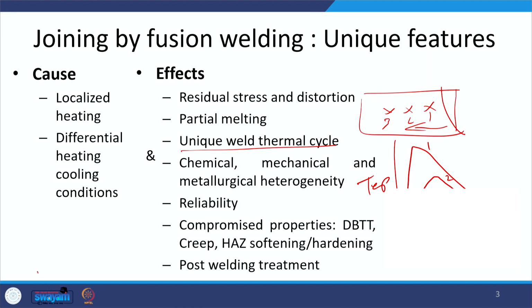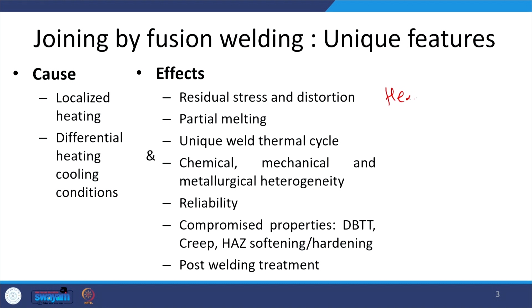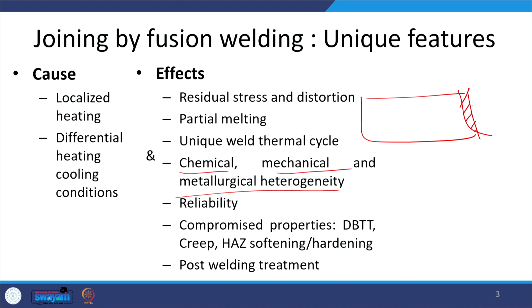Again, it will depend upon multiple factors like the kind of heat that we are supplying, the thermal conductivity, and the section thickness. These are the factors that will affect the kind of thermal cycle experienced by a particular location. Okay. Then we have the chemical, mechanical and metallurgical heterogeneity. During fusion welding, whenever we heat, one zone will be brought to the molten condition. On solidification, this will result in the cast structure.